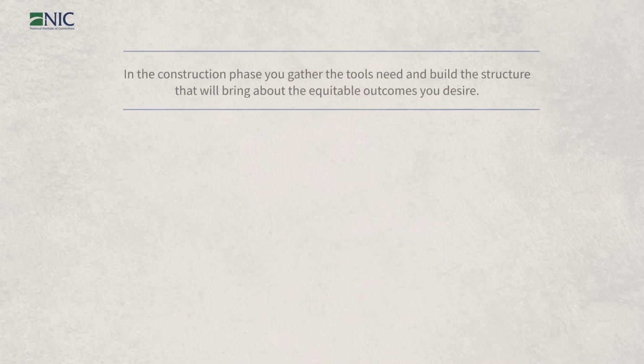We're going to walk through a process of being able to analyze that data to figure out if that data is a result of what we're doing. And then the construct phase. Now, once we walk through data and we get this clarity about our data, now we need to dig into our systems. Gather the tools that we need to build a new structure, to build a structure that's going to bring about those equitable outcomes.